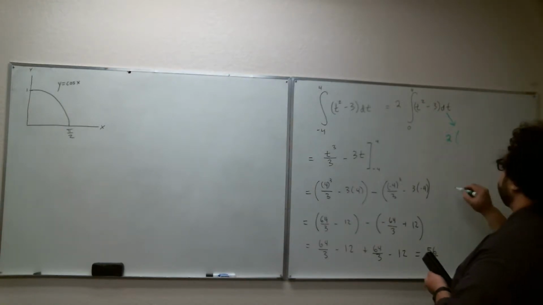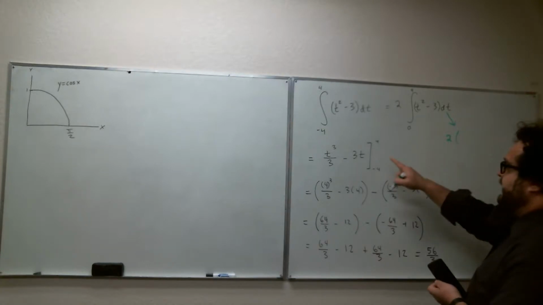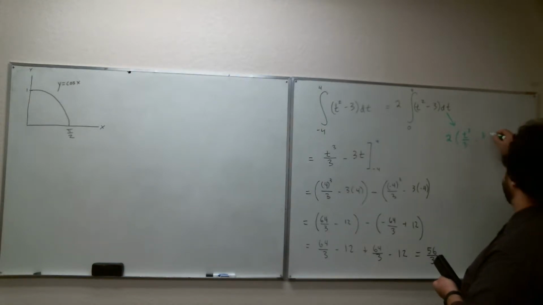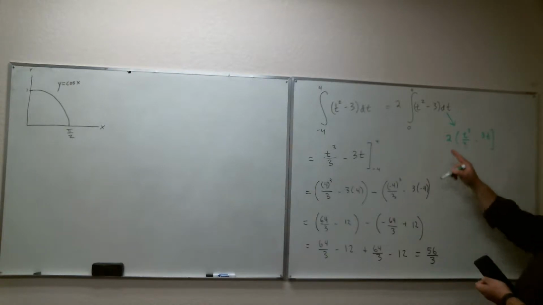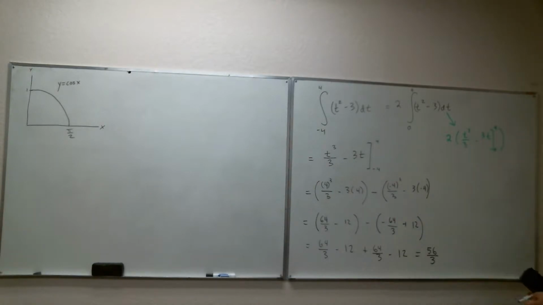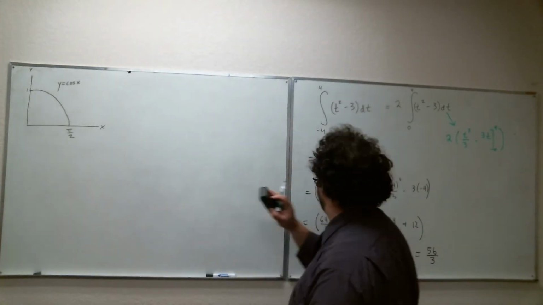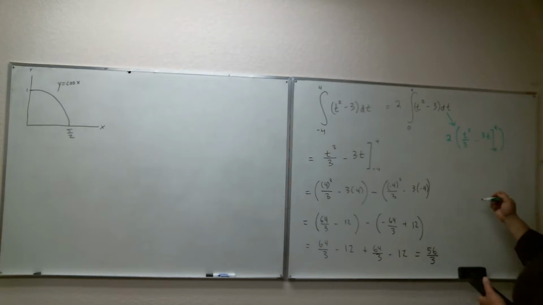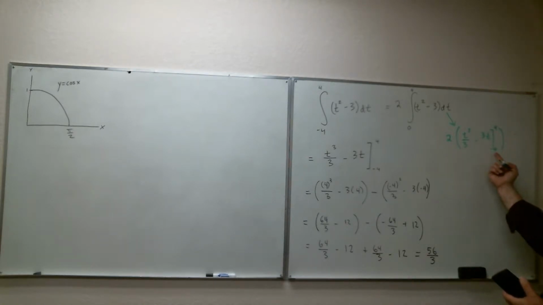So 2 times, all right, we have, let's see, t cubed over 3 minus 3t. And we are going to apply the fundamental theorem of calculus now, not from negative 4 to positive 4, but from 0 to positive 4. Okay? Now let's see here. Let's make that parenthesis a little bigger. So we're going to apply the fundamental theorem of calculus, get that answer, and multiply by 2.